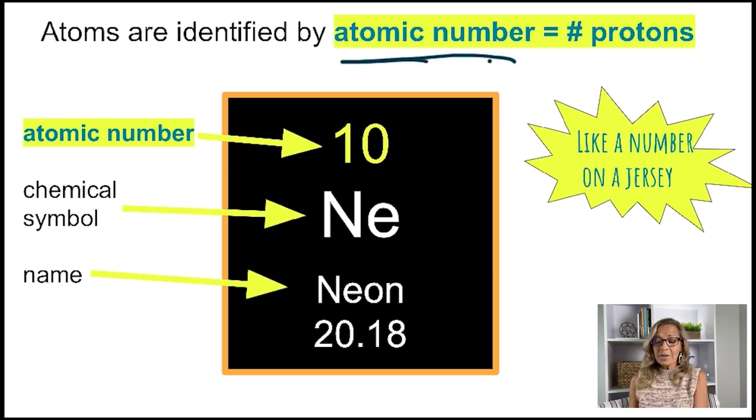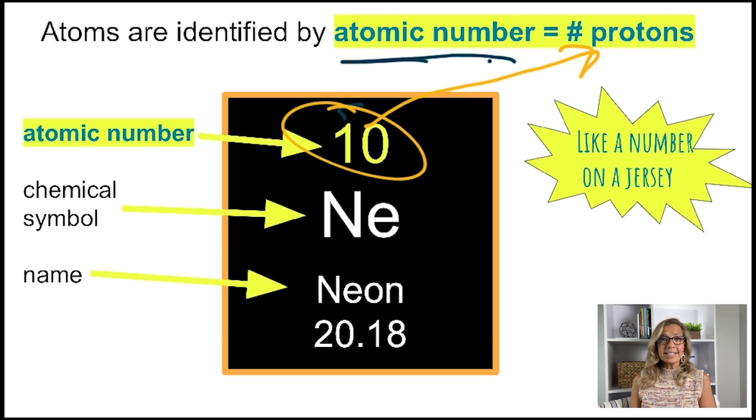An atomic number is that big number that you see generally at the top of the box. That is the atomic number, and that also tells you the number of protons. So if you see neon, you know that every neon atom has 10 protons. And if it's an atom, it's also going to have 10 electrons. It's how we identify elements, by their protons, not neutrons, not electrons.